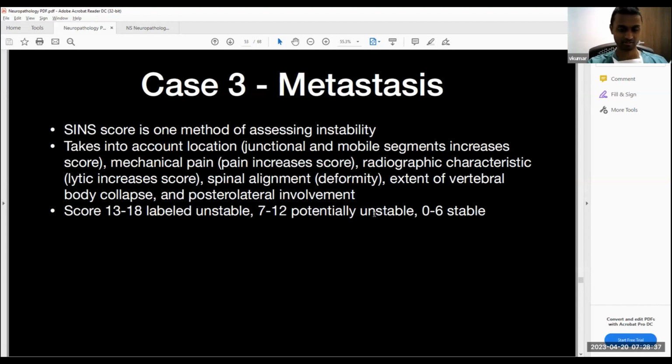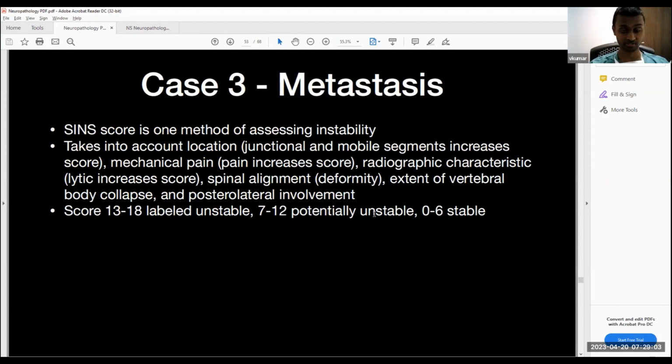Takes into account, I mean, this is not by any means definitive, but it's just an overall framework that can sometimes be used to help decision making, if there's a question. It takes into account where the location is, if it's a junctional and mobile segment versus a rigid segment like the middle of the thoracic spine, if they have mechanical pain, and what the radiographic characteristics look like.